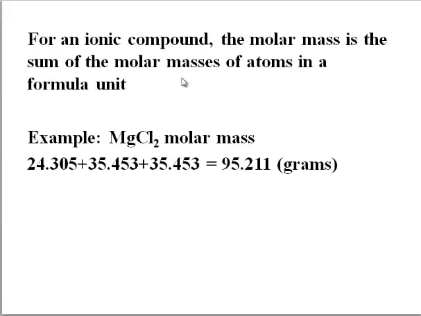For an ionic compound, the molar mass is the sum of the molar masses of atoms in a formula unit. So, for example, consider the magnesium chloride molar mass. Adding the molar mass of magnesium, one chlorine and another chlorine, to the 100th place is 95.211 grams. So 95.211 grams is a mole of magnesium chloride, which means it's a mole of magnesium atoms and 2 moles of chlorine atoms.